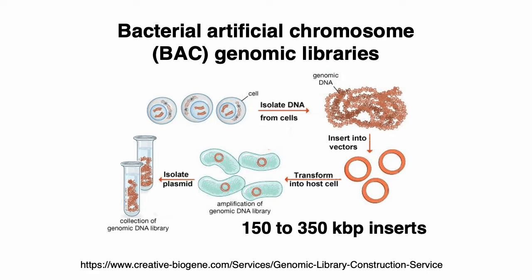And then for each one of those segments, you can put them into vectors, transform them into, say, E. coli, and then generate your library from that. The idea again is that each individual BAC contains one large fragment from the original genome. And because you have multiple copies of the original genome sequence, you can have BACs with overlapping regions of the original genome.